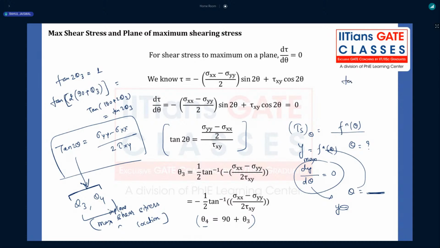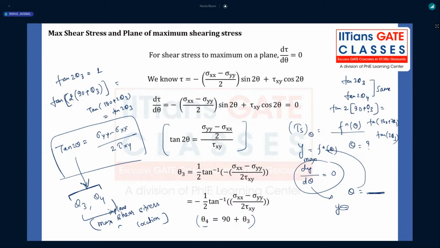Tan 2 theta 3 and tan 2 theta 4 are both having the same values. How is that the same value? I told you, tan 2 theta 4 is tan 2 times 90 plus theta 3, which will be tan 180 plus 2 theta 3. And tan 180 plus theta is tan theta. That is the same thing.